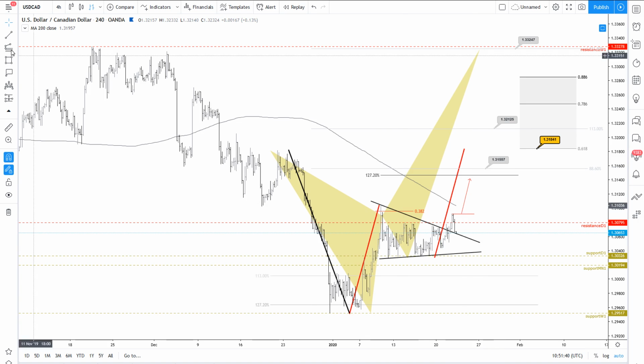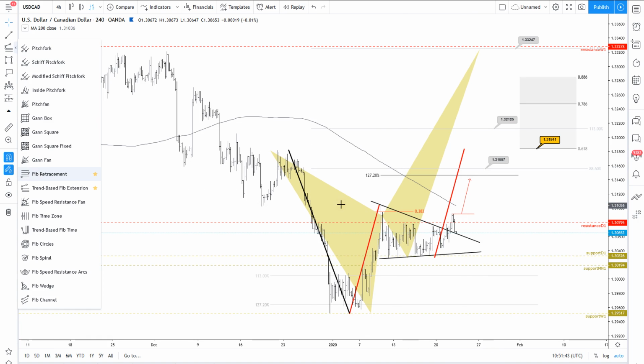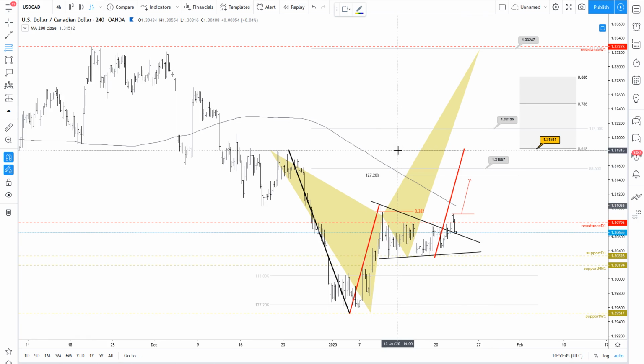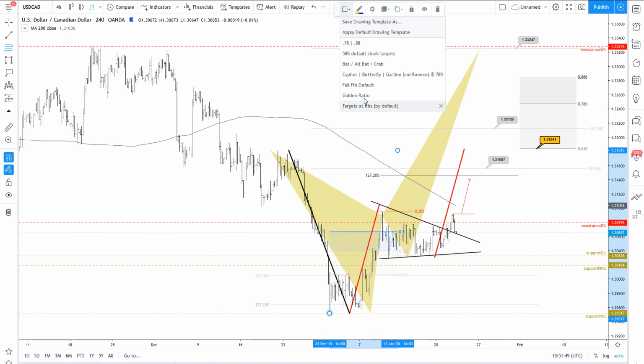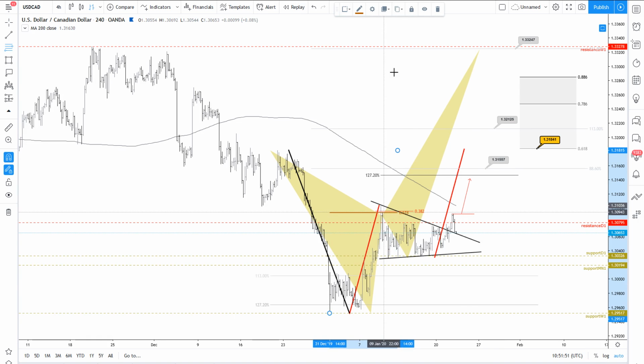There's also, let me just push another retracement here because I need to measure this pullback here. Let me just check, I believe we have a golden Fibonacci here.